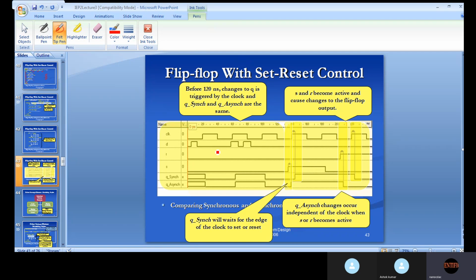Here, R and S, even the clock is equal to positive edge of the clock. Positive edge of the clock, and also R and S. What is happening here? Q waits for the edge of the clock to set or reset. So can we see a condition where S is equal to 1, positive edge of the clock, positive edge of R, set and reset?